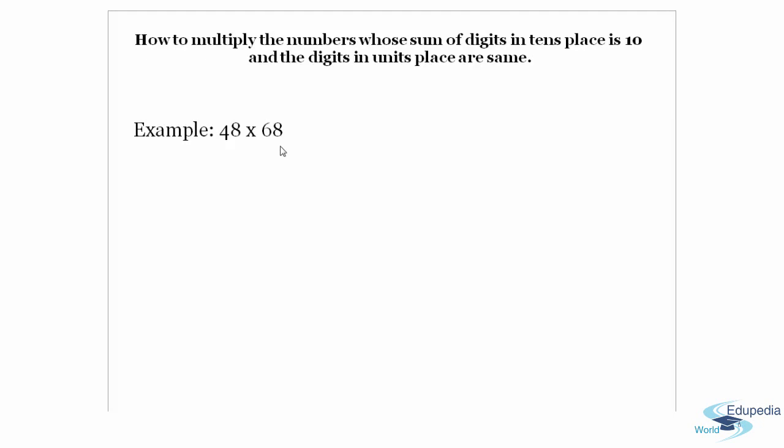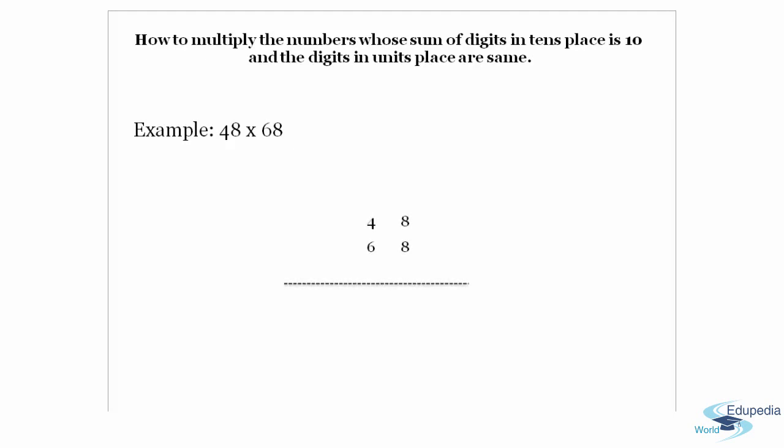Now, the two conditions are satisfied, so we can apply the technique without any problem. Before applying the technique, as in our old traditional way of multiplication, we write the numbers one below the other with a horizontal bar. So here too, I am going to write 48 below 68 and a horizontal bar like this.